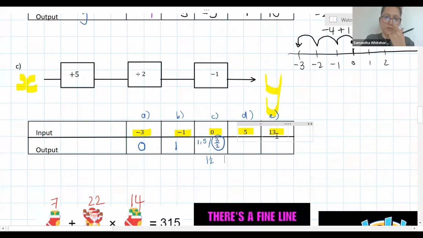Tato, do you want to give us a fourth one? Yes, ma'am. I said 5 plus 5 equals 10. Good. And 10 divided by 2 equals 5. Good. And 5 minus 1 equals 4. Fantastic. So our output there is 4. Well done.